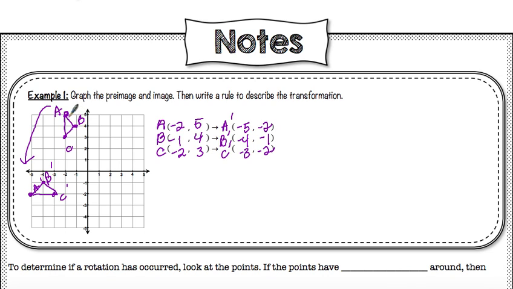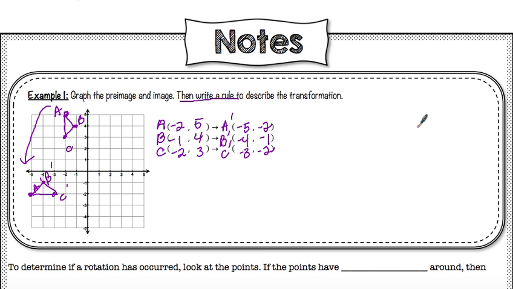So A has gone from quadrant 2 to quadrant 3. B has gone from quadrant 2 to 3. C has gone from quadrant 2 to 3. That means we've only gone one quadrant away, which is 90 degrees. And we've gone counterclockwise, the opposite of a clock. 90 degrees counterclockwise. The question says write a rule.